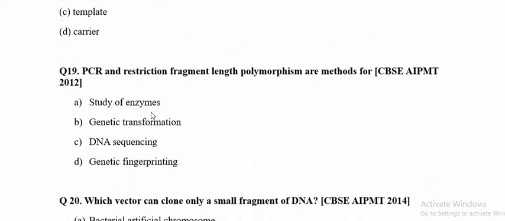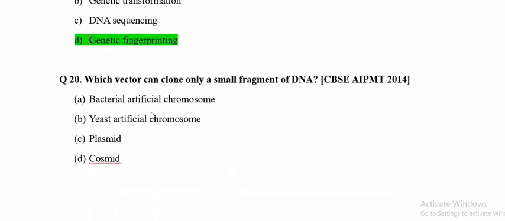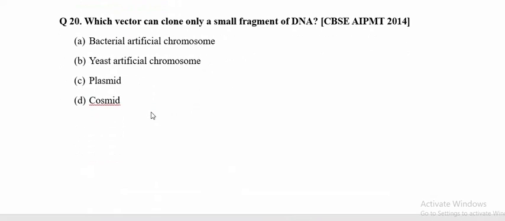Now going to question number 19. PCR and restriction fragment length polymorphism are methods for option A, study of enzymes, option B, genetic transformation, option C, DNA sequencing, option D, genetic fingerprinting. So PCR and RFLP are methods for genetic fingerprinting, and option D is the correct answer. Now the last question. Which vector can clone only a small fragment of DNA? Options: A, bacterial artificial chromosome, B, yeast artificial chromosome, C, plasmid, and D, cosmid.